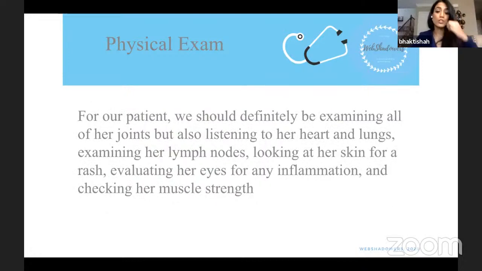So for our patient, we should be examining all of her joints since that is one of her major symptoms. We also should be listening to her heart and lungs, feeling her lymph nodes, looking at her skin, evaluating her eyes, and looking at her muscle strength to see if there are any abnormal findings.